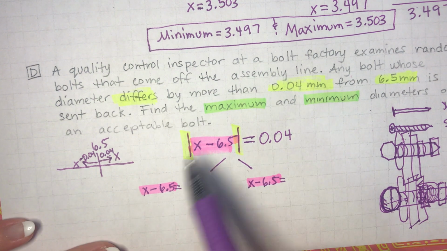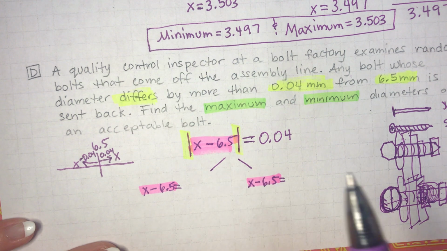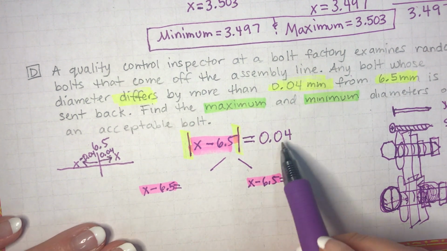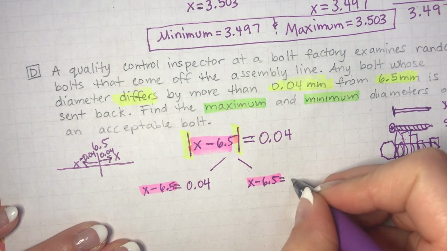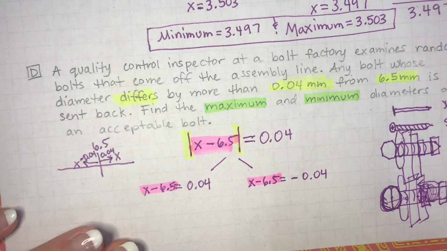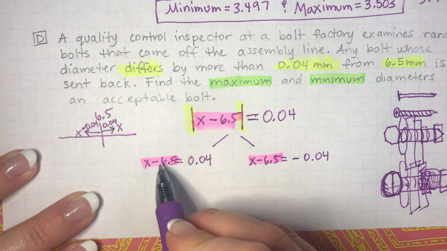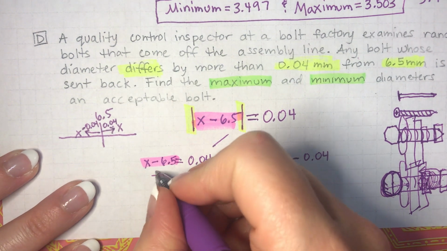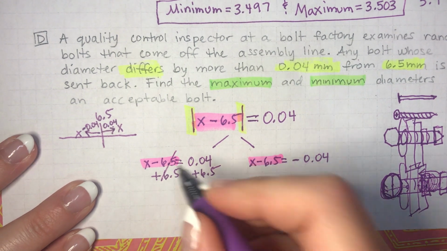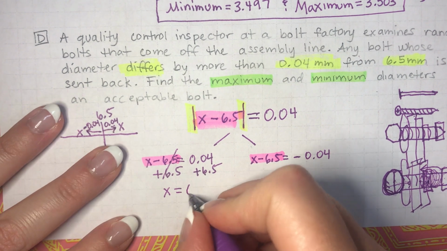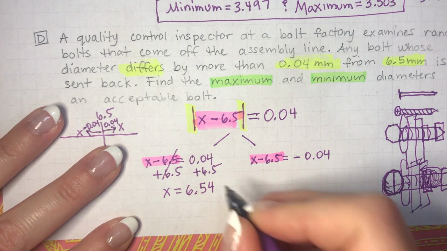Okay, so we wrote that. Those are our two equations. Remember, when we do the two equations, the absolute value symbols drop. And then we have this 0.04. It goes in the positive direction, 0.04, and then it also goes in the negative direction, negative 0.04. Boom, our two equations. Now we're ready to solve them. We just need to get x by itself, so we do the inverse of subtraction, which is addition. Add 6.5 to both sides. That cancels out. We get x equals 6.54. 5 in the tenths, 4 in the hundredths.